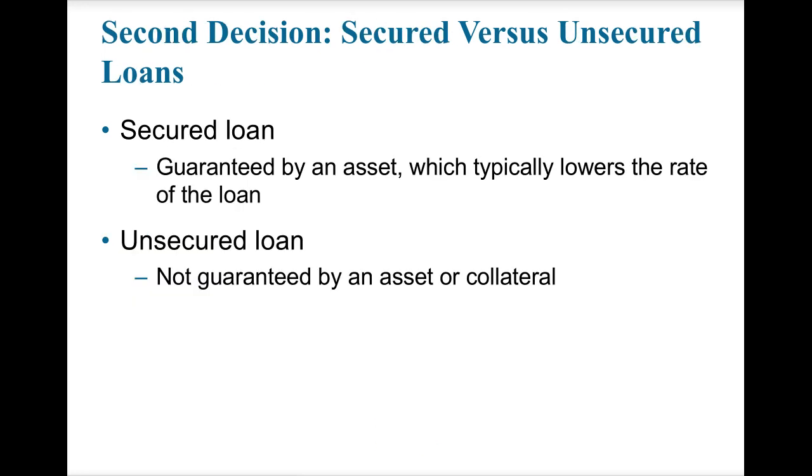Okay. Second decision, secured versus unsecured loans. So a secured loan is secured by an asset and typically has a lower rate for that loan. And unsecured is not guaranteed or secured by any type of asset. So for example, we're talking about auto and mortgage loans. Typically mortgage and auto loans come at a pretty low interest rate compared to unsecured loans.